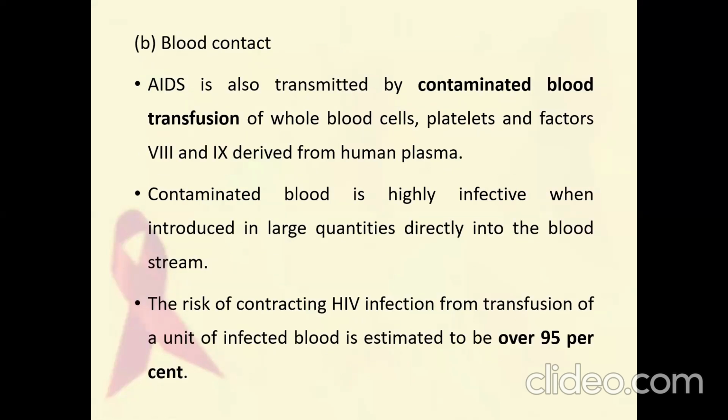Then blood contact. AIDS is also transmitted by contaminated blood transfusion of WBCs, platelets, factor VIII and 9, which are derived from human plasma. Contaminated blood is highly infective when introduced in a large quantity directly into the bloodstream. And the risk of contracting HIV infection from transfusion of a unit of infected blood is over 95%.